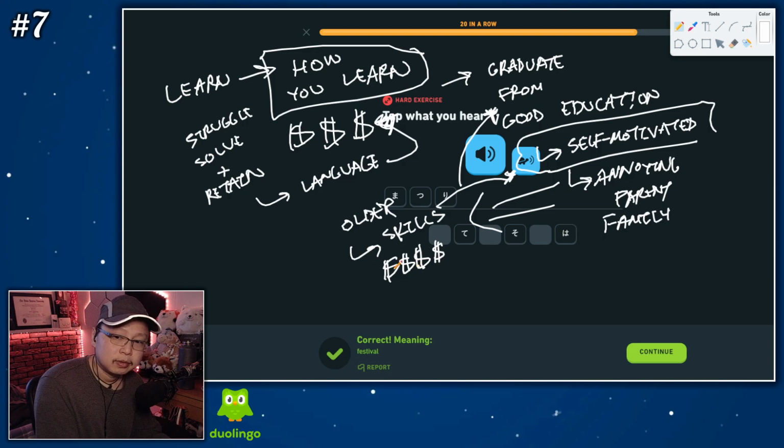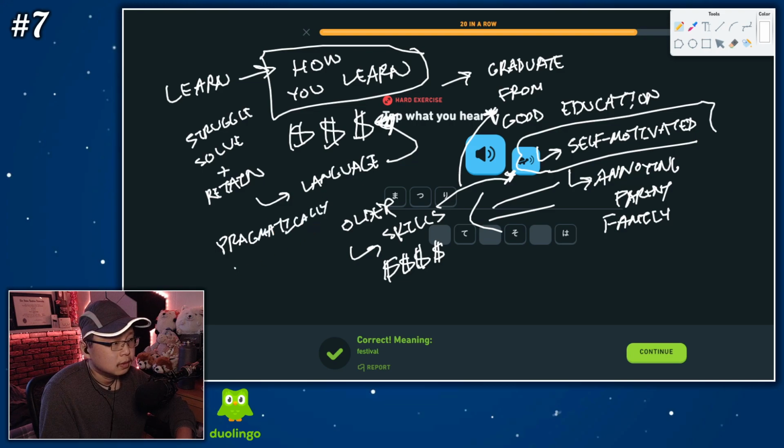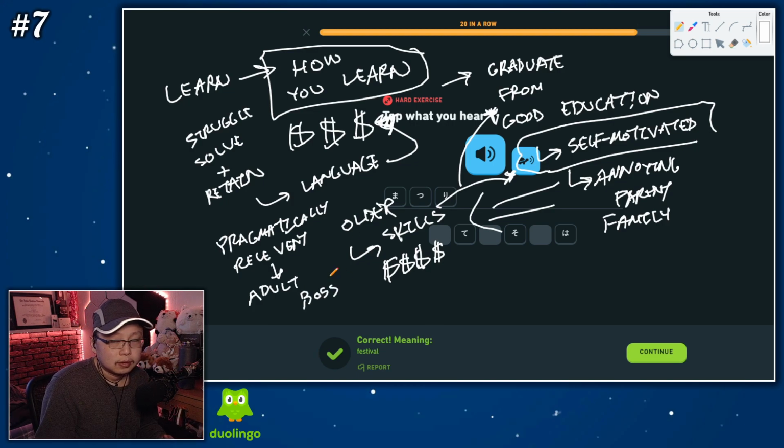On a resume, if you apply for a job, a resume is all the things that you have learned, all the skills that you have to offer. They don't necessarily have to be pragmatically relevant to demonstrate to an adult who's going to hire you, like a boss, because they're looking for someone who can learn really, really fast, pick up and go. It's a bonus if you have skills that are relevant to their job.